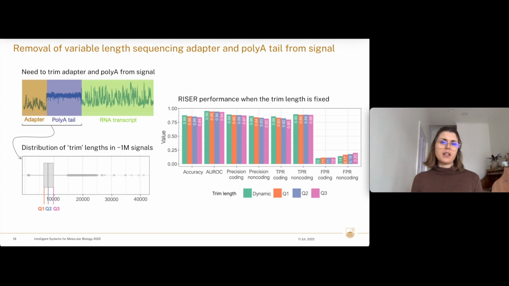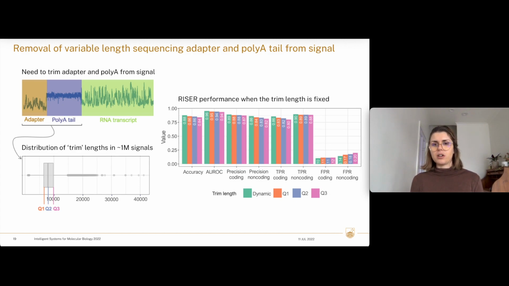So what we did was we evaluated RISER on the independent test set again, but this time removing a fixed amount from the start of the signal and comparing this against cutting off precisely at that transition between the blue and the green. So dynamic is the precise cutoff point, and then we've got the Q1, Q2, Q3 quartiles in orange, blue, and pink. You can see that overall RISER performs best for the shortest cutoff, Q1.